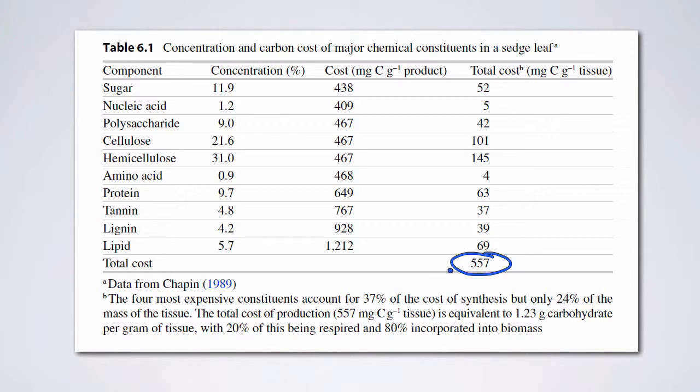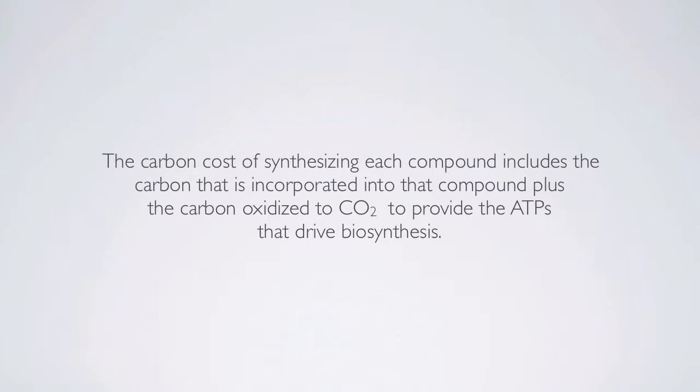When people compare the different biomass from different species, for example, they get pretty similar numbers of between 500 and 600 milligrams of carbon to produce a gram of tissue. Now that's equivalent to 1.23 grams of carbohydrate. And a portion of this is understood as being respired, and the rest of it's going to be incorporated into biomass. So as we talked about before, roots, leaves, stems, they all have similar carbon costs. And although they might have different amounts of these different components, there's a relative balance among the different expensive components that leads to a similar overall cost.